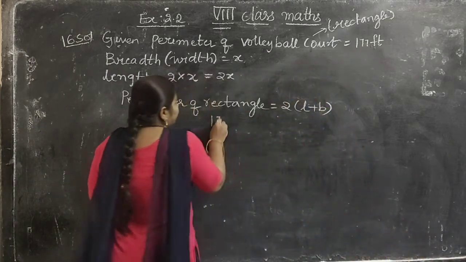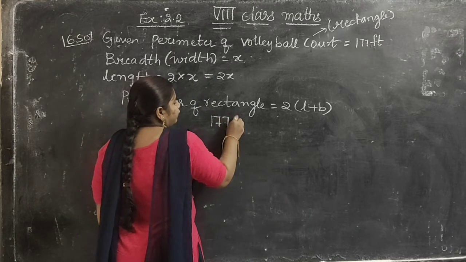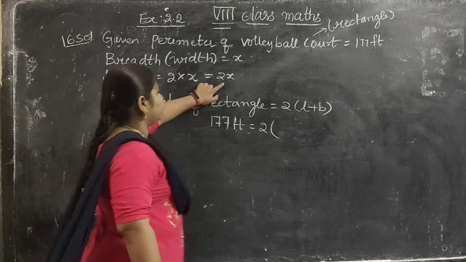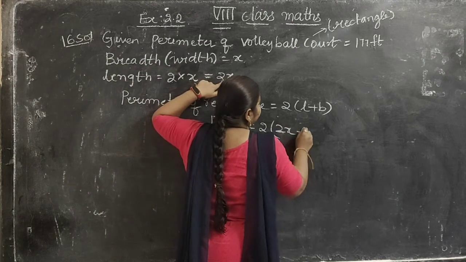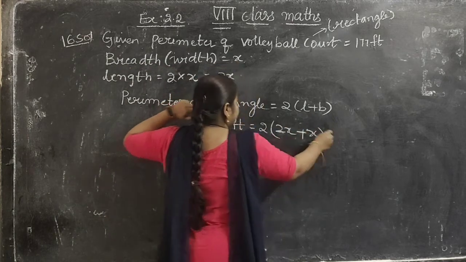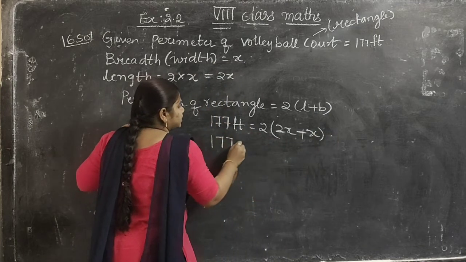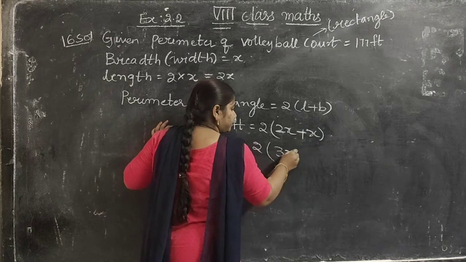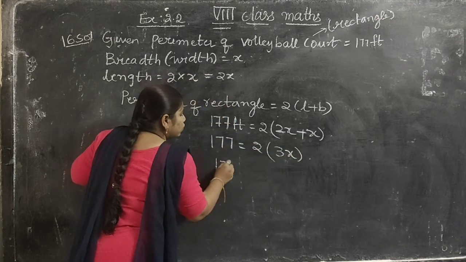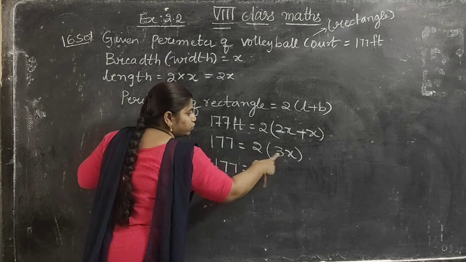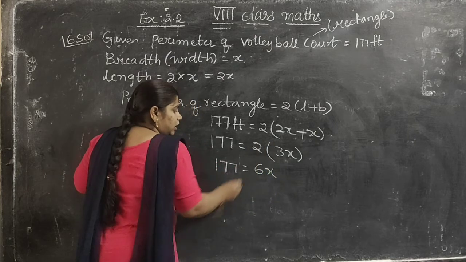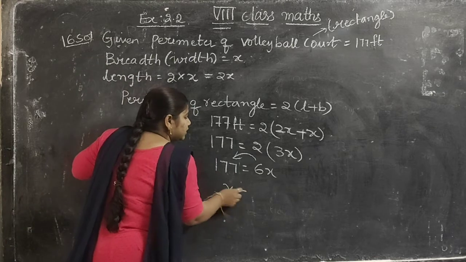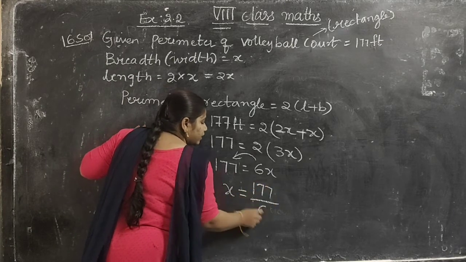So 177 feet is equal to 2 into (length value 2x plus breadth value x). Now 177 is equal to 2 into (2x plus x), which is 3x. Now 177 is equal to 2 threes are 6x. Now you send this 6 to the other side, and it will be converted into division. So x is equal to 177 by 6.